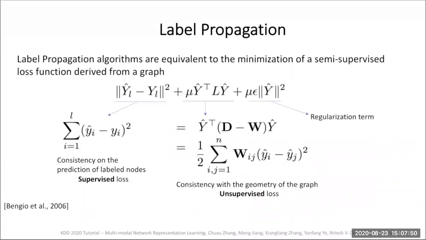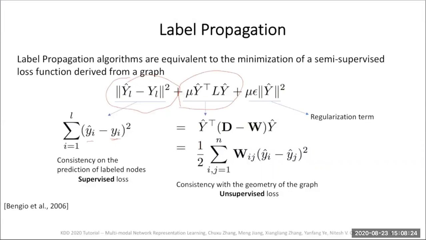Label propagation is considered to be equivalent to the minimization of a semi-supervised loss function derived from the graph. The loss function is composed of several parts. The first part calculates the difference between the ground truth label and the predicted label. And as we can see, this is a supervised loss because the predicted label should be close to the ground truth label.